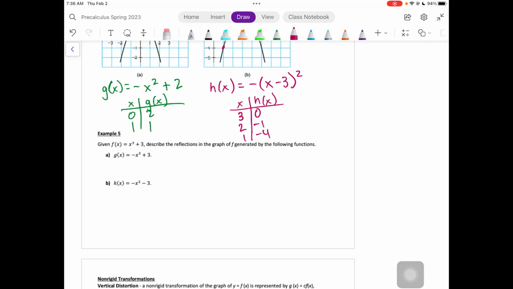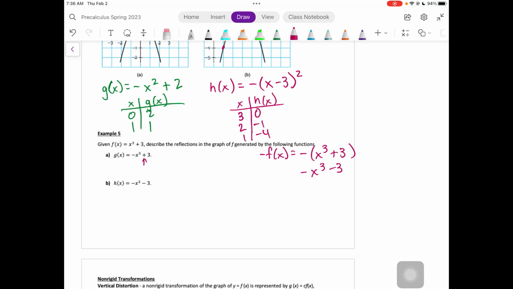So for example 5, we have x cubed plus 3, and we're describing the reflections in the graph of f generated by the following functions. For a, we have negative x cubed plus 3. Notice that that 3 did not change signs. So we did not multiply the entire function by negative 1, because if we did that, negative f of x would be negative x cubed plus 3, and then when you distribute that negative, you get negative x cubed minus 3. So that one is b, right?